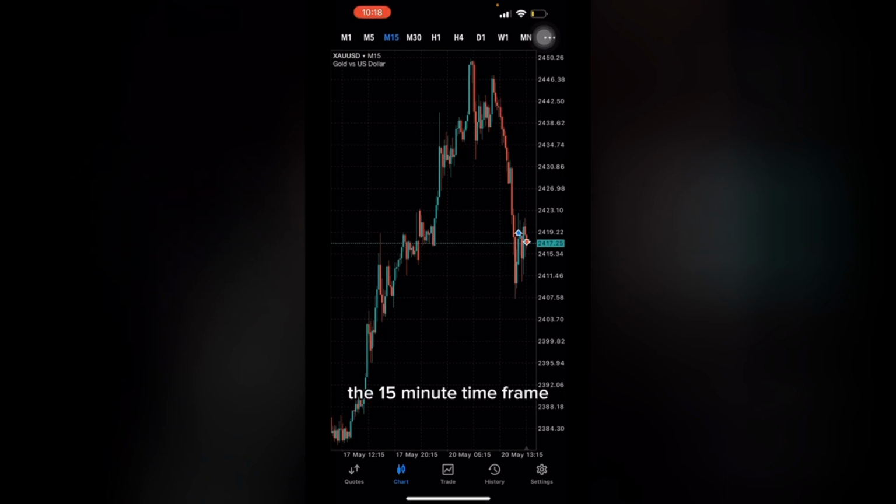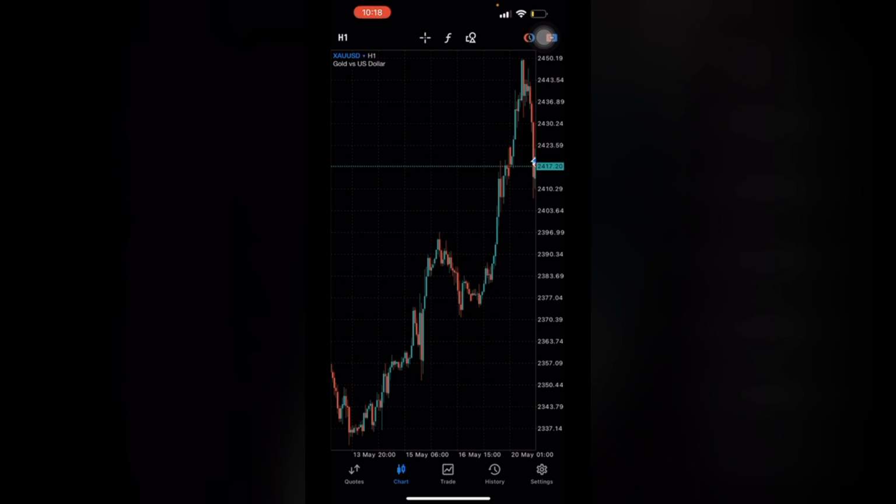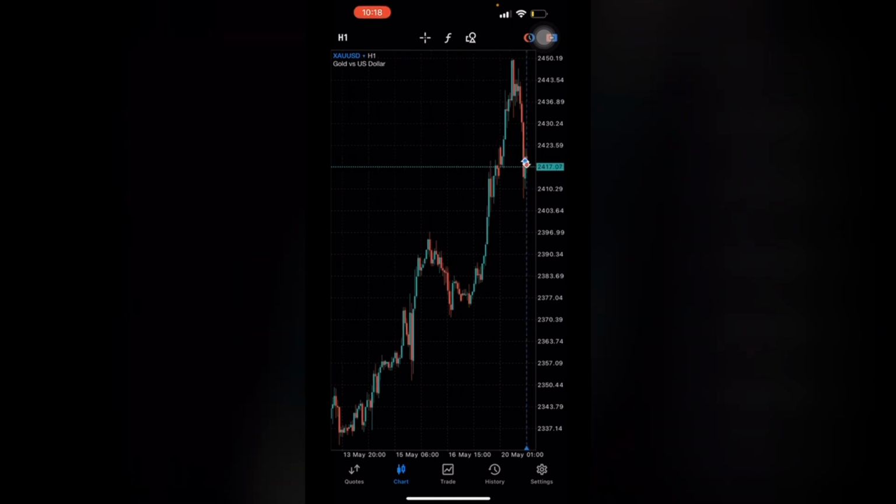It's a 15-minute time frame. Okay, so I just identified a support at 26.16. So I'm going to pull up a buy order at this point. I'm going to take a buy.